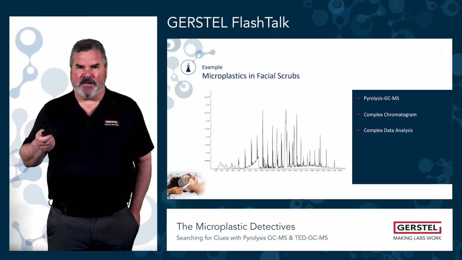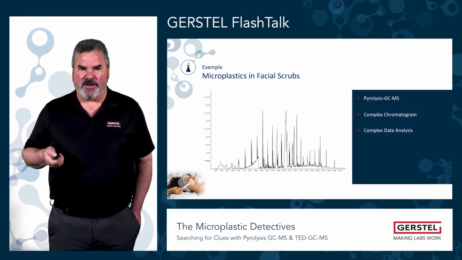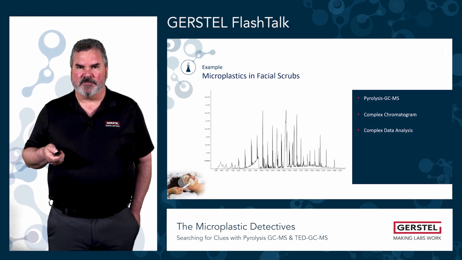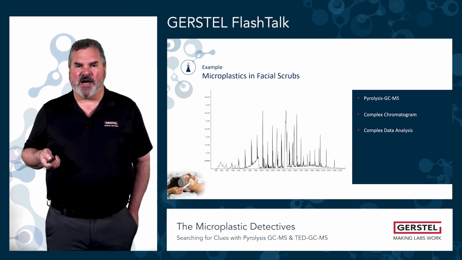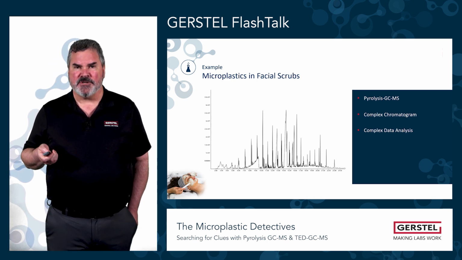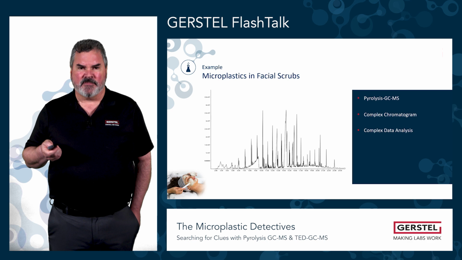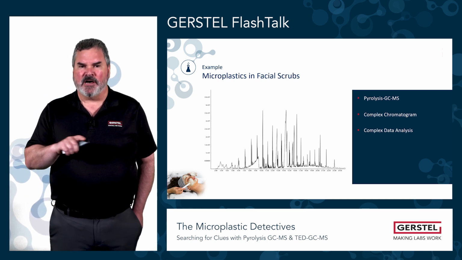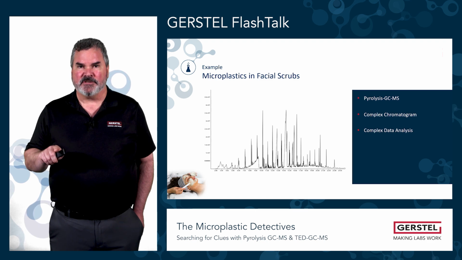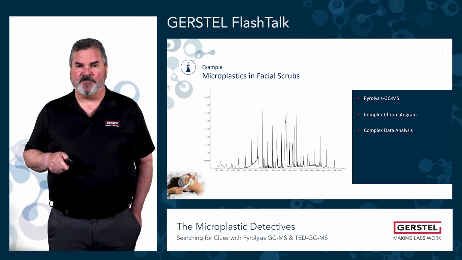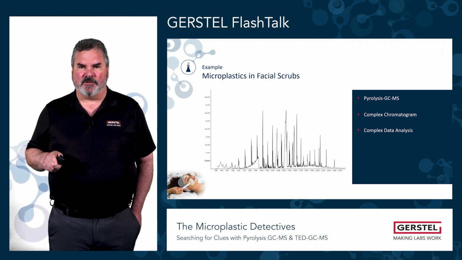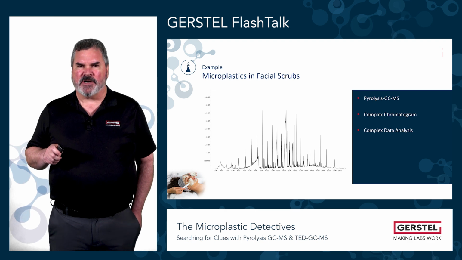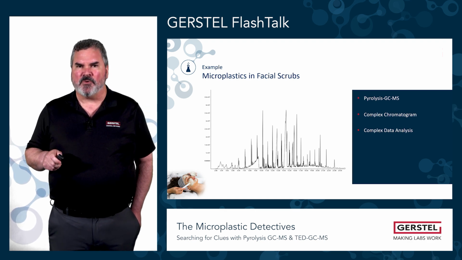If you look at a rinsate or gray water sample after a facial scrub's been used, you'll get this kind of data. This was done by Pyrolysis GC-MS, pretty complicated, complex data analysis. Fortunately, ChromIdent will go through there and hunt out all the microplastics that are present and identify them and quantify them for you. So you can handle all of this, but maybe you want some more information out of this than just the polymers. Maybe you want to see more.